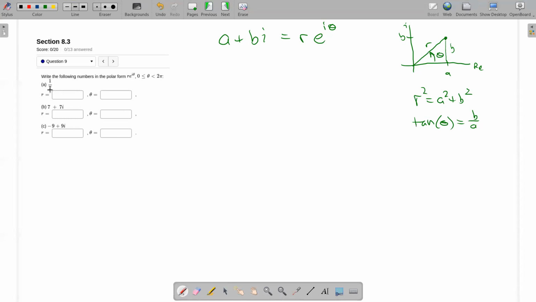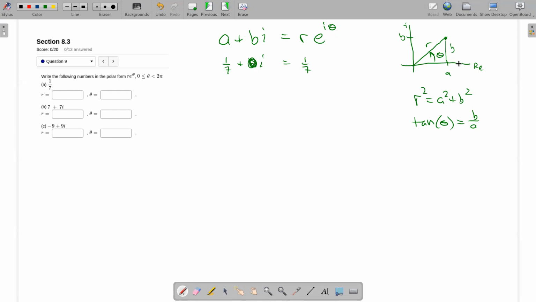So for example, if I have that 1/7 right there, that means I only have a, and b is 0. So then my radius is going to be equal to 1/7, right? We're squaring both, b is 0. So that's going to give me a 1/7 there. And 1/7 is down here on the real axis.